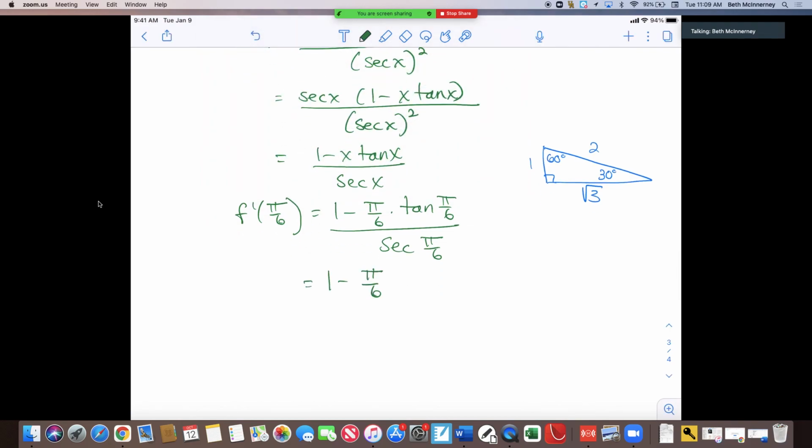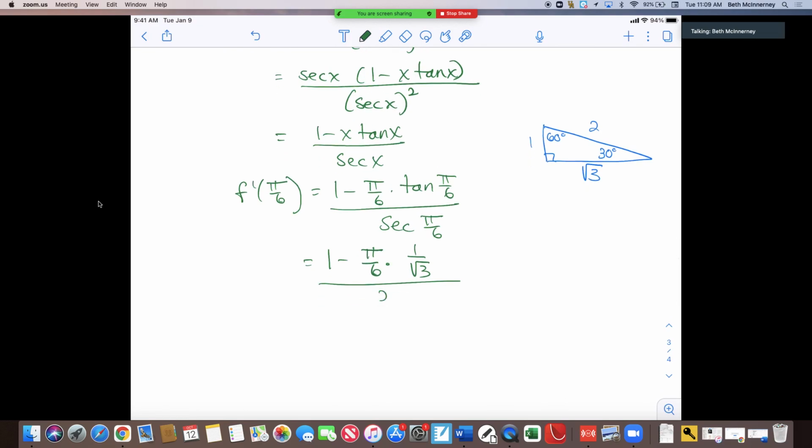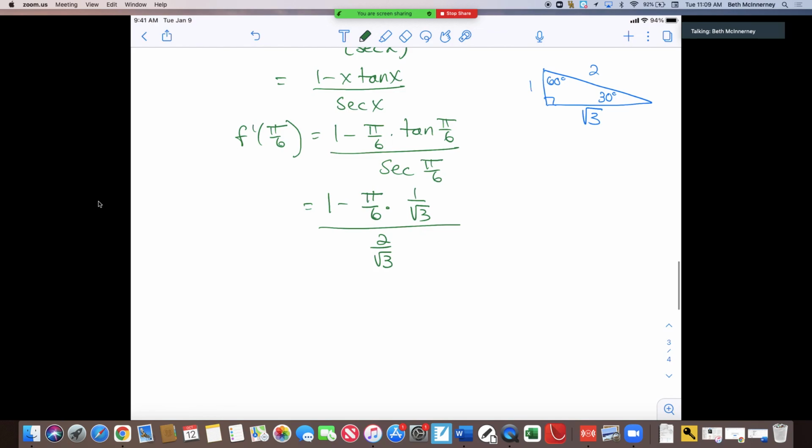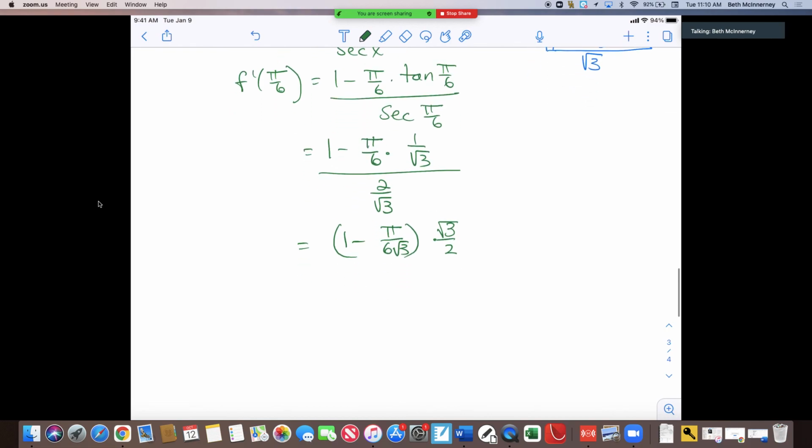All right, so tangent pi over 6 is 1 over radical 3. Secant pi over 6 is 2 over radical 3. Now, when you divide by a fraction, that's the same as multiplying by the reciprocal. And that actually worked out kind of nicely here, because then when I distribute radical 3 over 2, the radical 3's cancel in that second term.